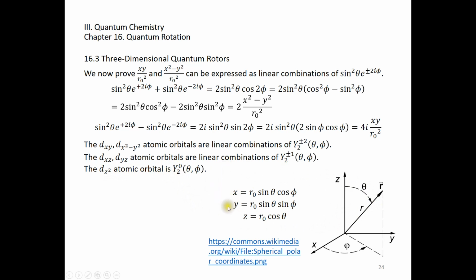This is just to remind you the conversion between x and r, theta, phi, between y and r, theta, phi, between z and r, theta. z does not depend on phi, and phi does not depend on theta. And this is the picture over here. Theta corresponds to the latitude, phi corresponds to the longitude. In quantum chemistry, the range for theta is between 0 and pi. For phi, the range is from 0 to 2 pi.